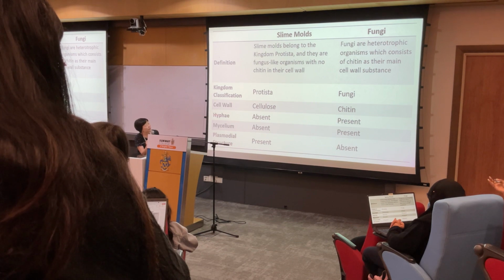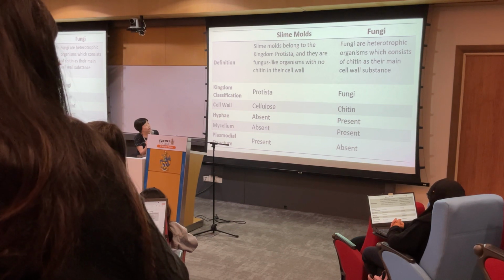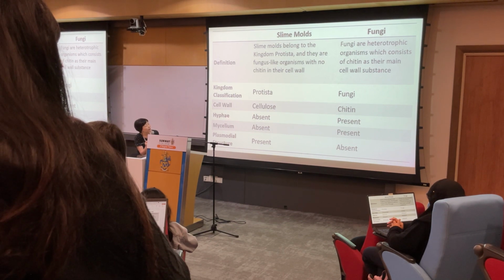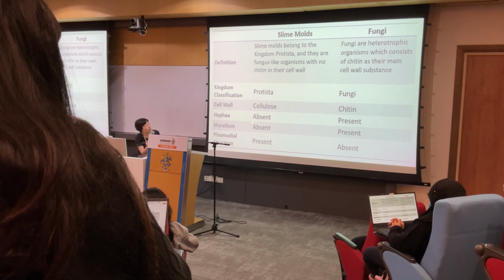Hyphae are thread-like structures, present in the fungus but not in the slime mold. Mycelium, when hyphae accumulate a lot, it becomes the mycelium. Of course, if you do not have hyphae in slime mold, you do not have mycelium in slime mold.